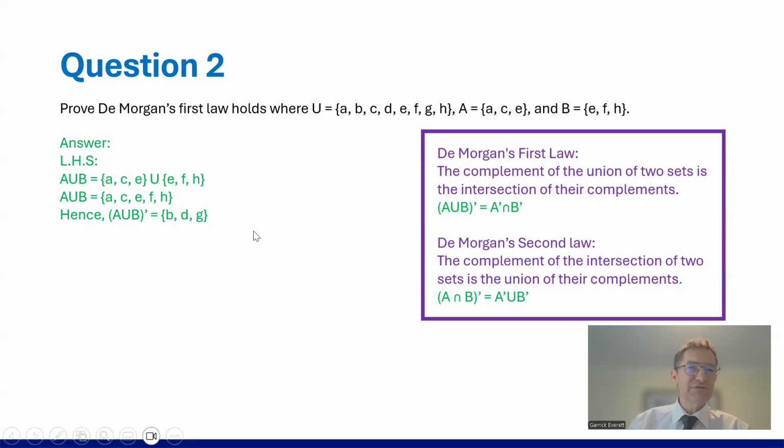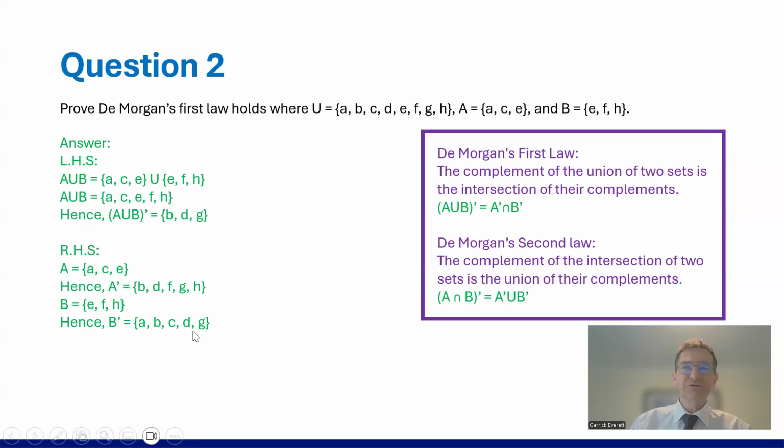So now let's do the right-hand side. So the right-hand side, we're looking at this. Well, A is ACE. So A complement is BDFGH. And then again, B is EFH. So B complement is ABCDG. So now we want to do A complement intersection B complement, which is these two. We're intersecting these two. So what is the intersection? And it equals BDG. Look at that.